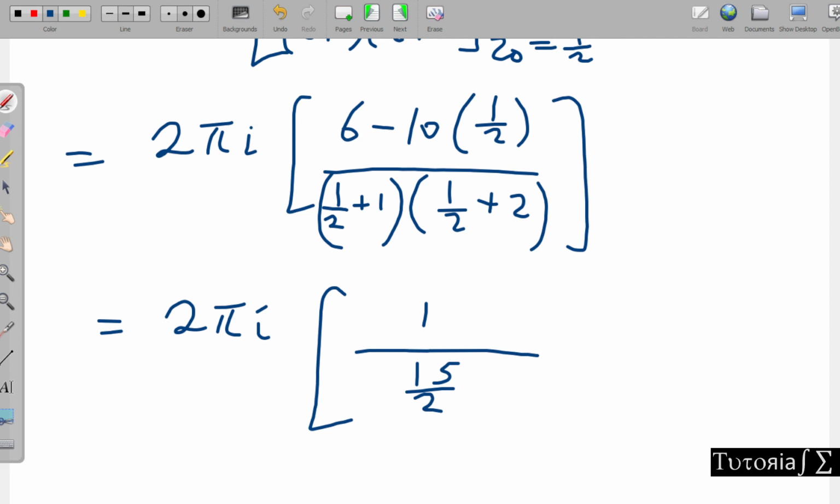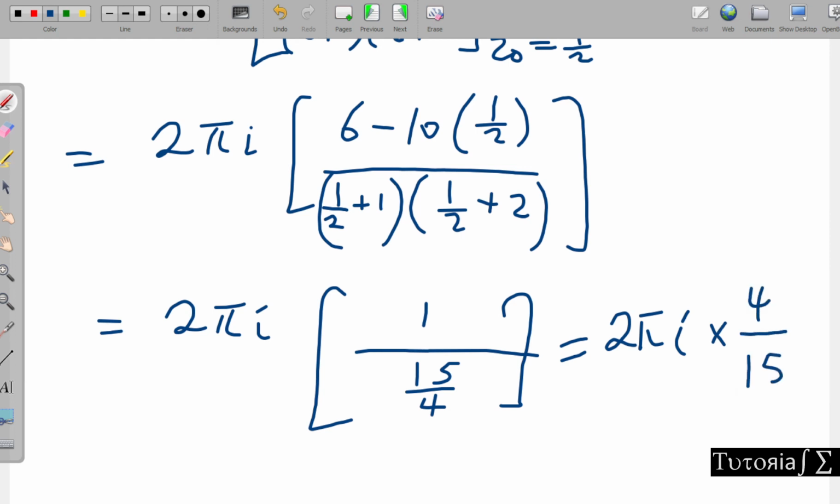So 3 over 2 times 5 over 2 gives 15 over 4. That is what you're going to have there. Because of the inverse, you can flip it. So this is 2 pi I times 4 over 15, which just gives you 8 pi I over 15 as your final answer.